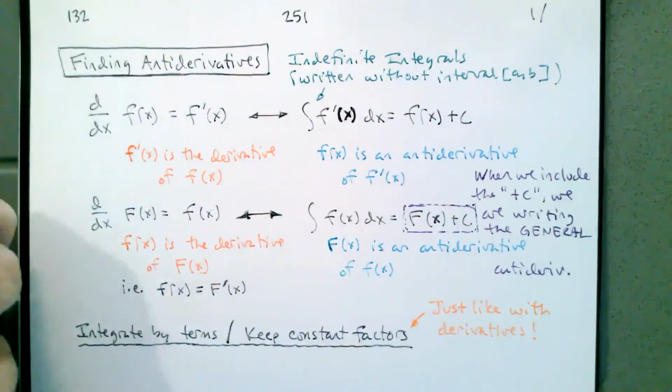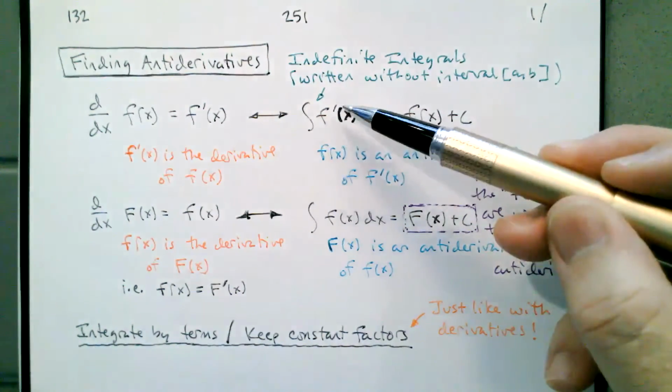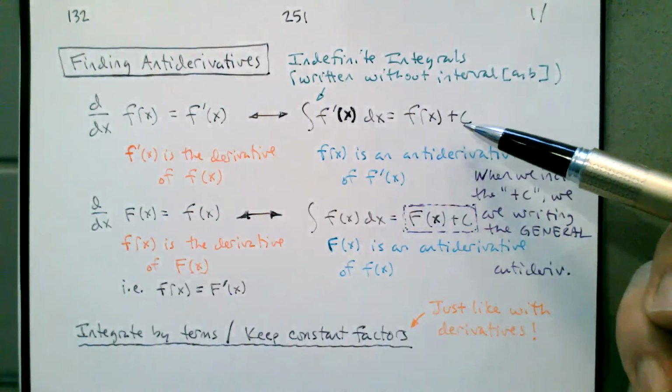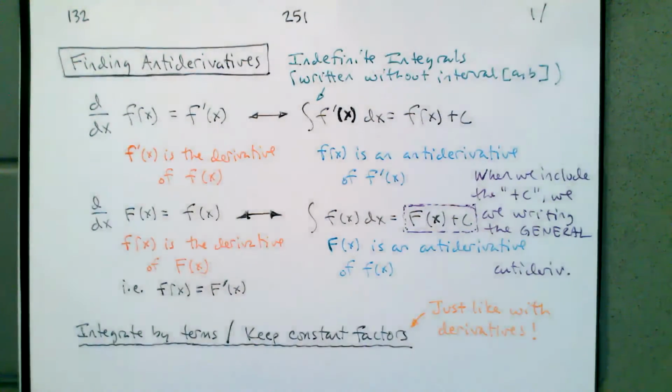So we would just read this as the integral of f prime of x dx is equal to f of x plus c. When we write the plus c, we are writing the general antiderivative. Integration and differentiation are almost inverse operations. The reason they aren't inverse operations of each other is the plus c.